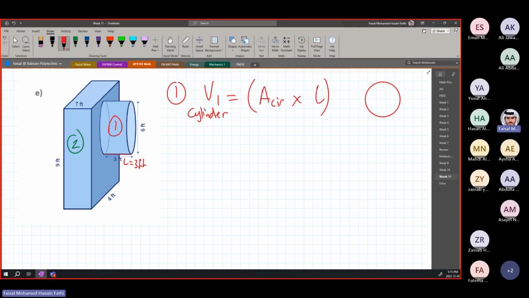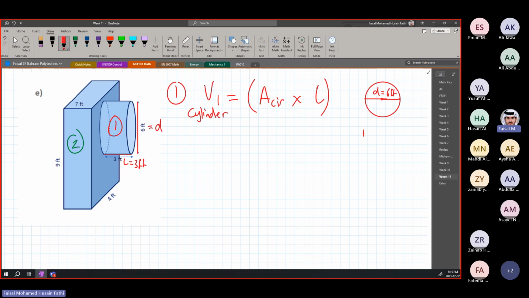Circle. What is the area of a circle? We know that for this circle, the given diameter D is equal to 6 feet. They gave you the diameter. This is just the diameter, the total distance. This is equal to D.